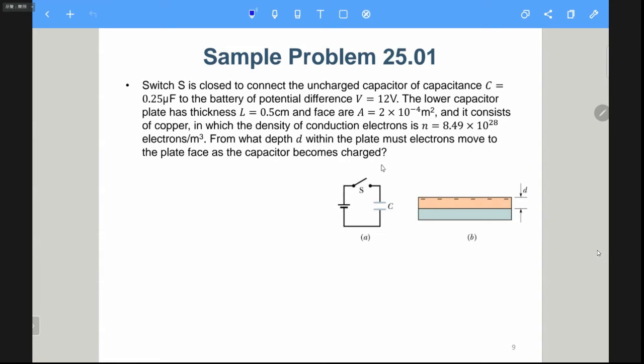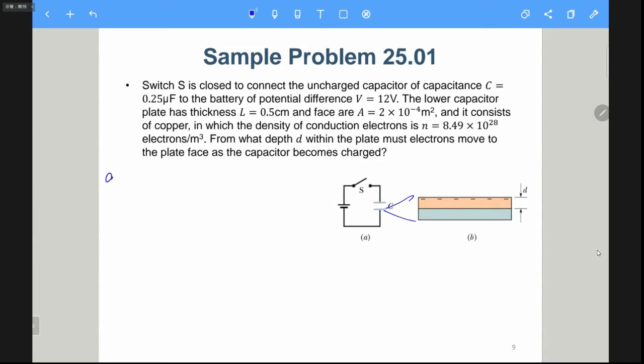So actually, what I told you is that for the conductor, we will assume all the charge will be on the surface, but actually the density of the electrons is finite, although it is really large. But actually it's finite. So there is still a thickness of this plate, although it's very small. And let's see how we can calculate it.